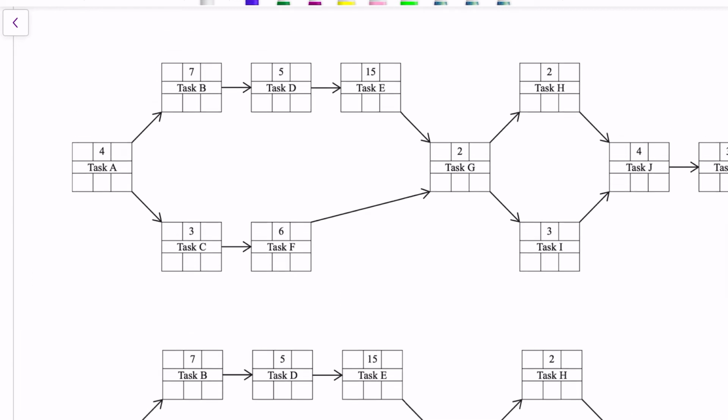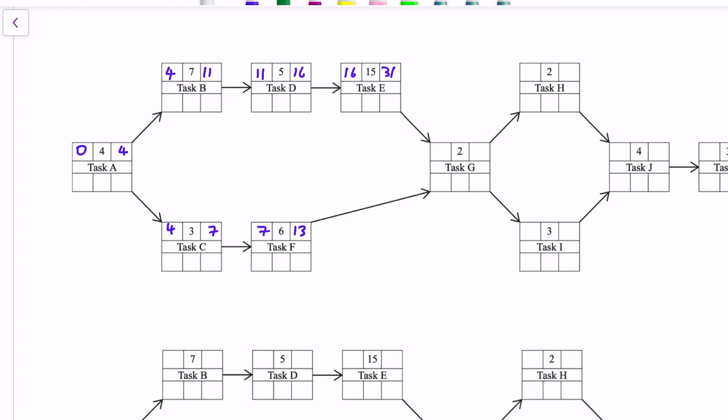So critical path, you require a forward pass. So starting the project at 0 with a duration of 4 for task A will finish it at 4. This means task B and task C can start at 4. 4 plus 7 is 11. 11, 5, 16, 16, 15, 31, 4, 3, 7, 7, 6, 13.